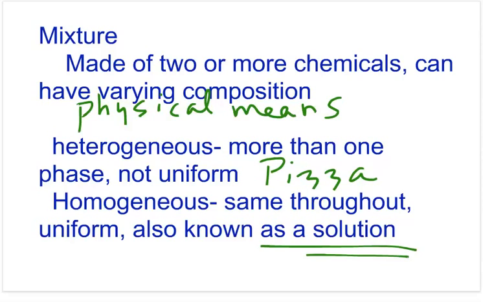Solutions do not have to be liquid. They can be a gas and a gas. They can be a solid and a gas. As we saw with the alloys, they could be a solid and a solid. And this ends our little discussion of the classification of matter.